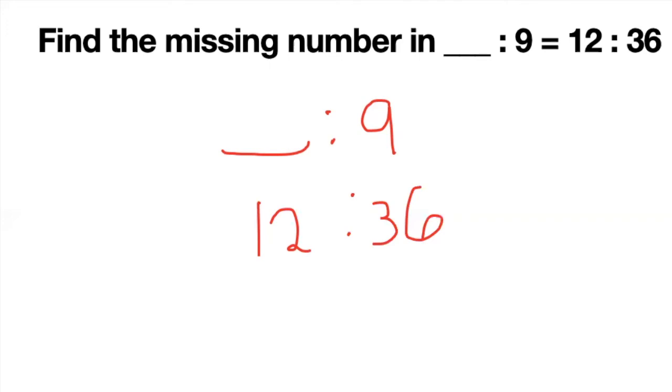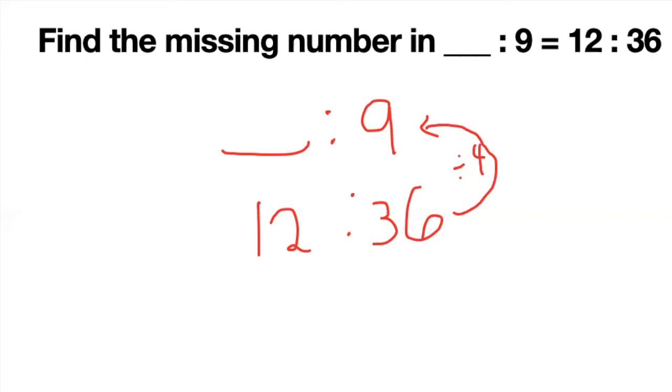So this time, we need to get from 36 to 9. By doing that, we need to divide 36 by a certain number. So what is the number that we will divide 36 by to get a quotient of 9? Yes, that is 4. Because 36 divided by 4 is 9.